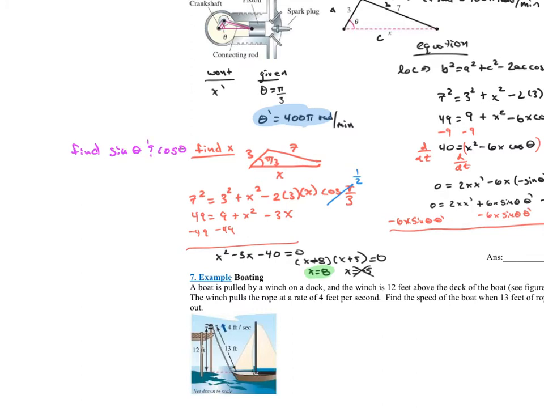But we know what theta is. Theta is pi over 3. So sine theta would be sine of pi over 3. And sine of pi over 3 is root 3 over 2. Cosine of theta would be equal to cosine of pi over 3, which would be equal to 1/2. So now I know what cosine of theta is. Cosine of theta is 1/2.